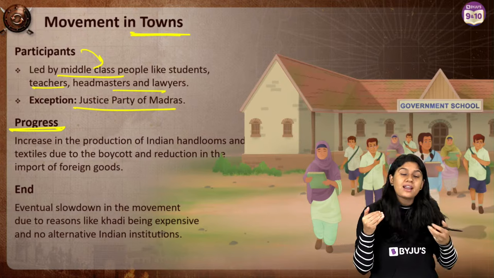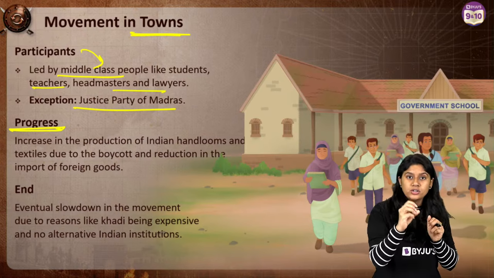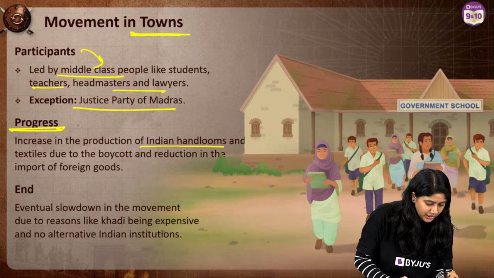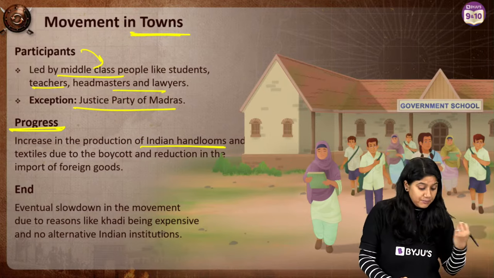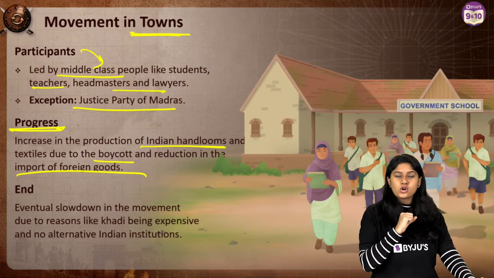What was the progress and how were they supporting the non-cooperation movement? If they are not buying the foreign goods, they're actually buying the Indian goods, the Indian handloom goods, right? They're boycotting and they're reducing the import of foreign goods also.